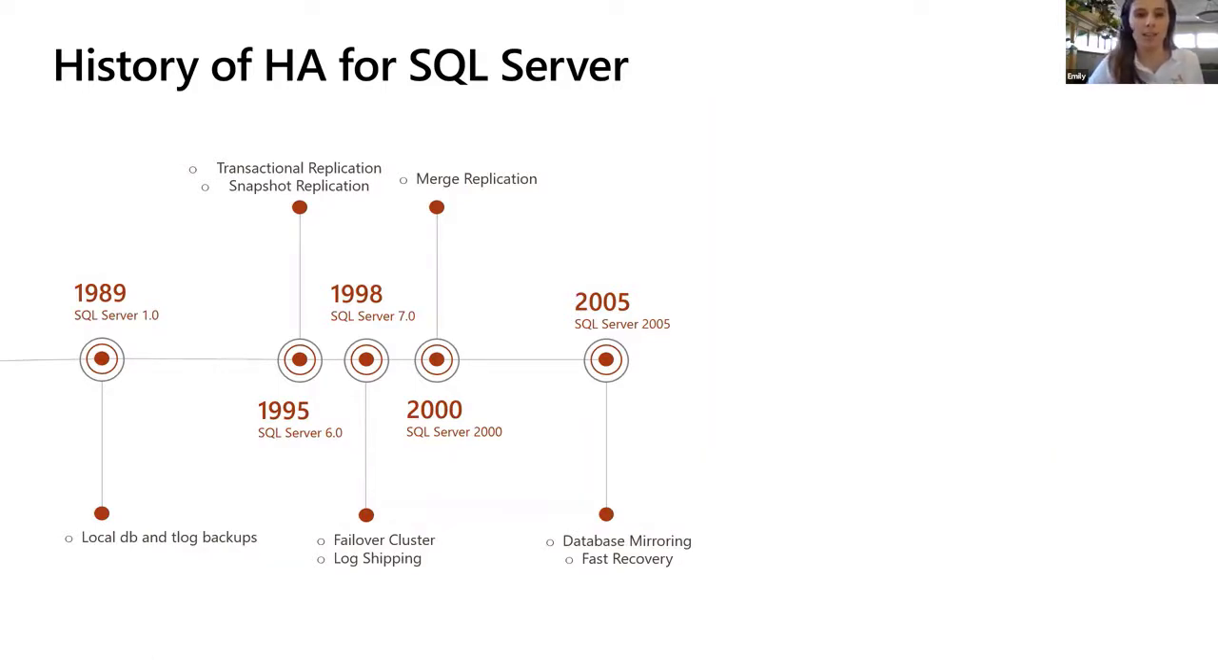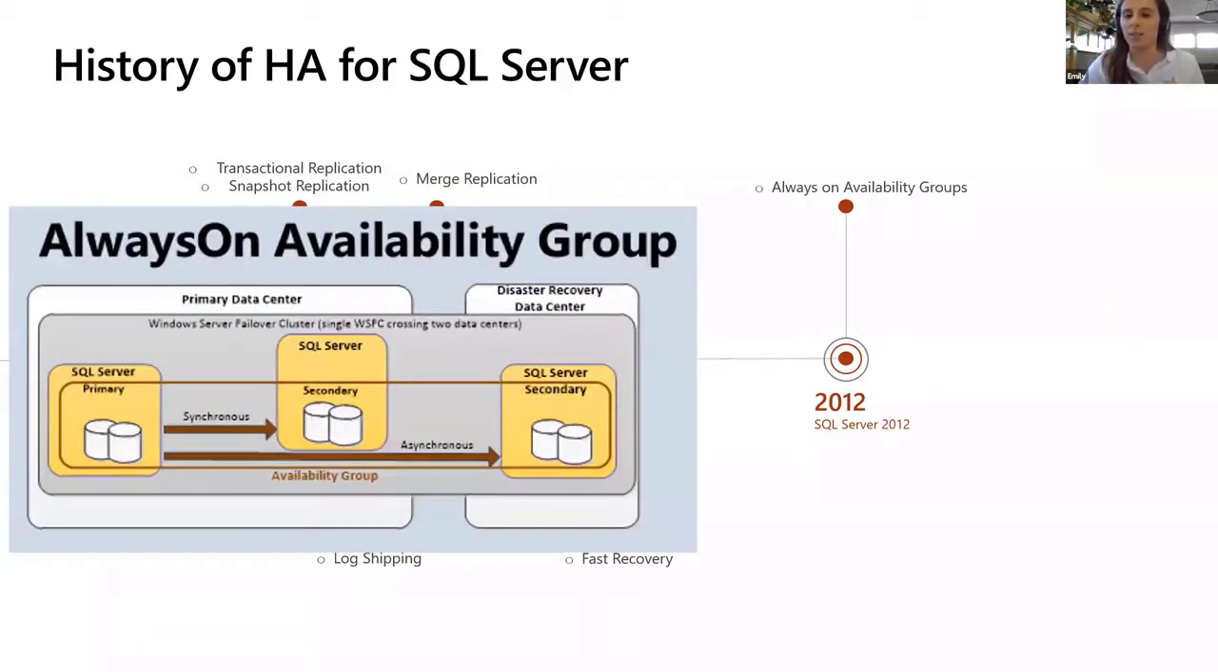So then we're going to jump ahead a few editions to SQL Server 2012, which is when Always On availability groups were first introduced. Always On availability groups are based on mirroring, which was the predecessor, which we talked about in 2005. And these Always On availability groups are the availability solution that we see today for SQL Server. And this leverages the Windows failover clustering technology.